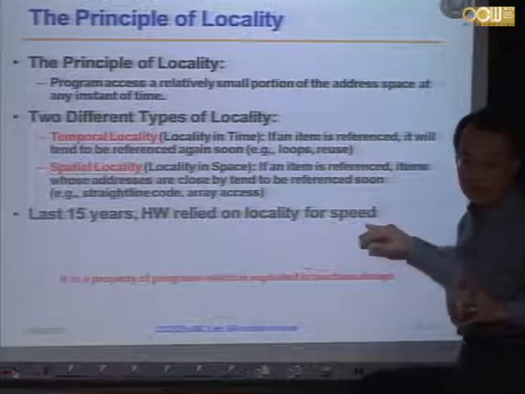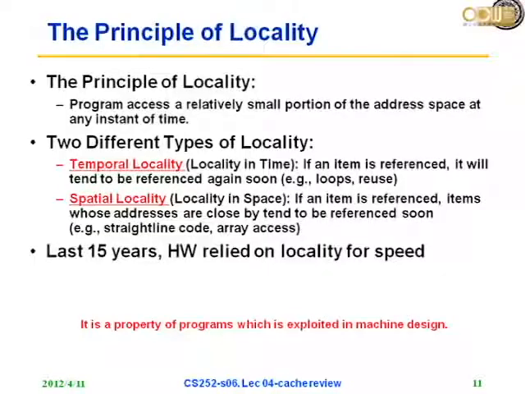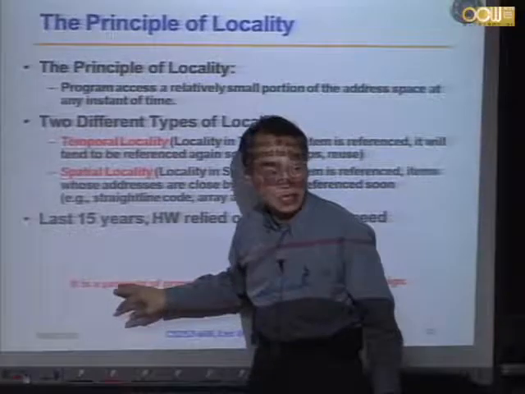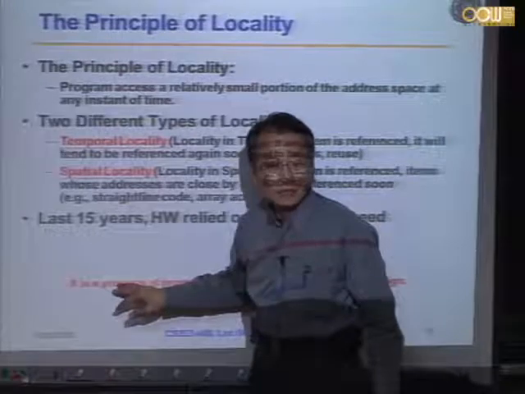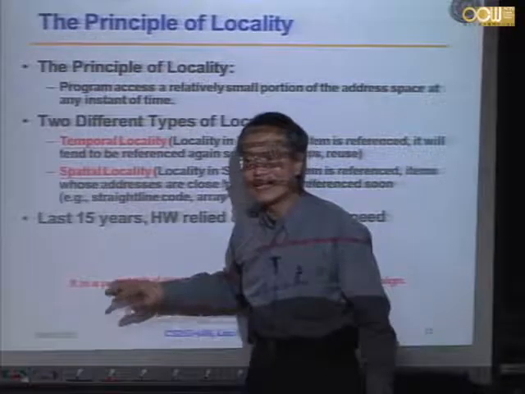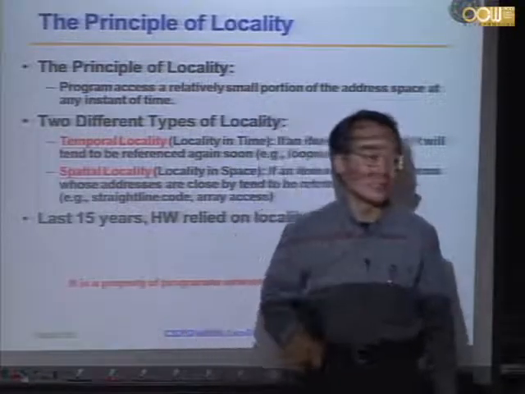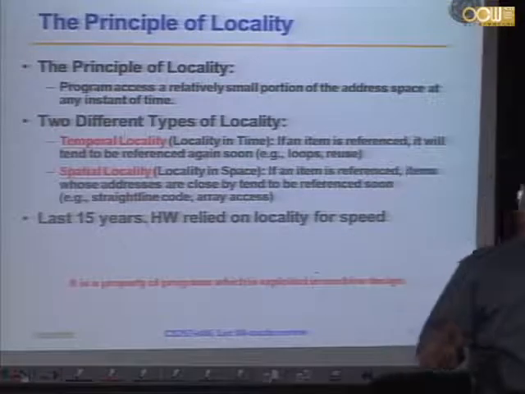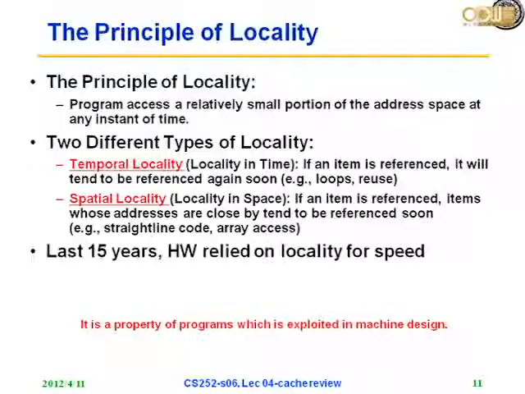Okay? So based on these two, we survived for decades in memory system designs based only on locality for the overall speed. It is a property of programs which is exploited in machine design, and this property comes very naturally. But it can be enhanced by you as a programmer or by you as a compiler writer. Okay?